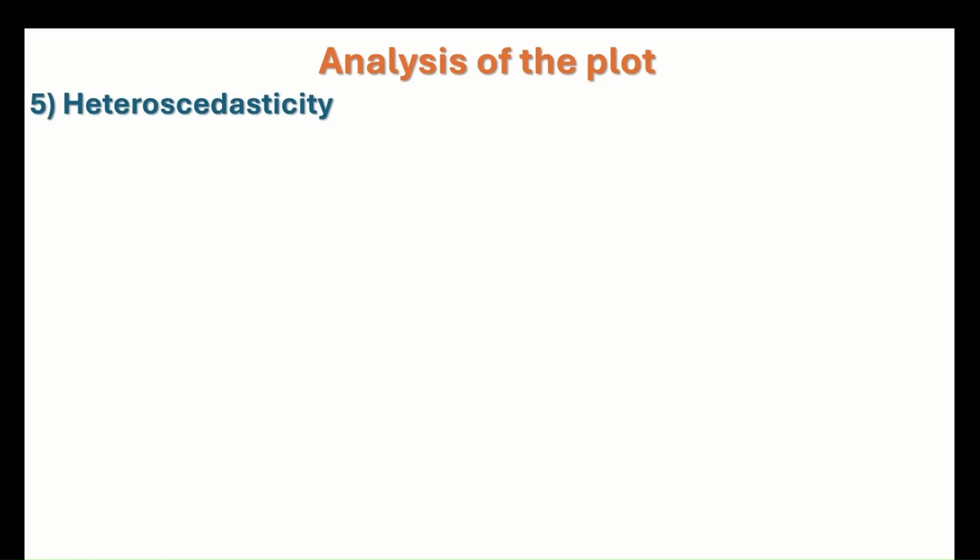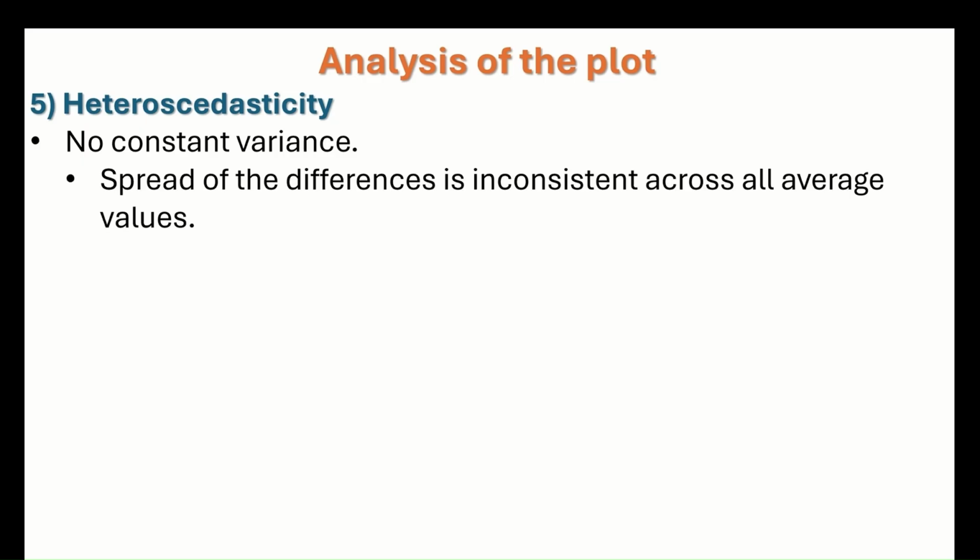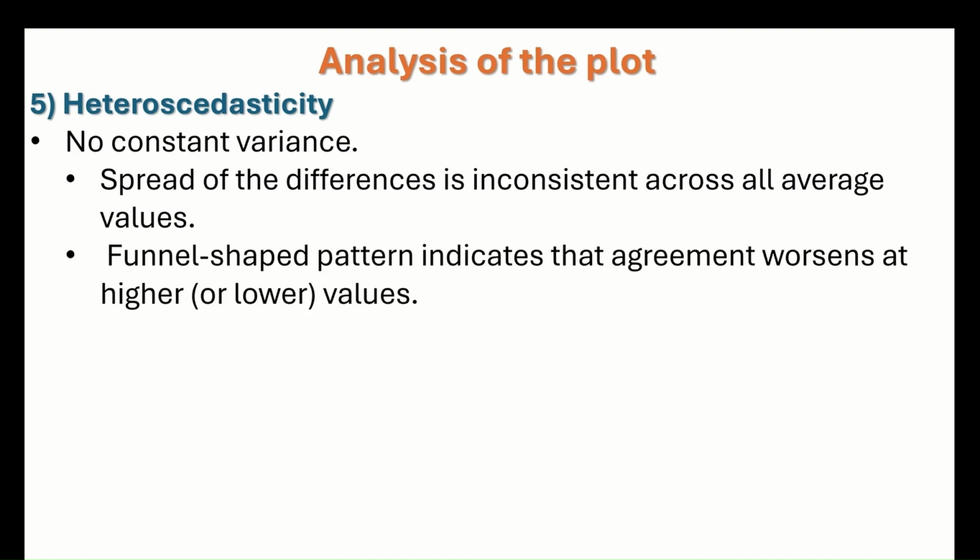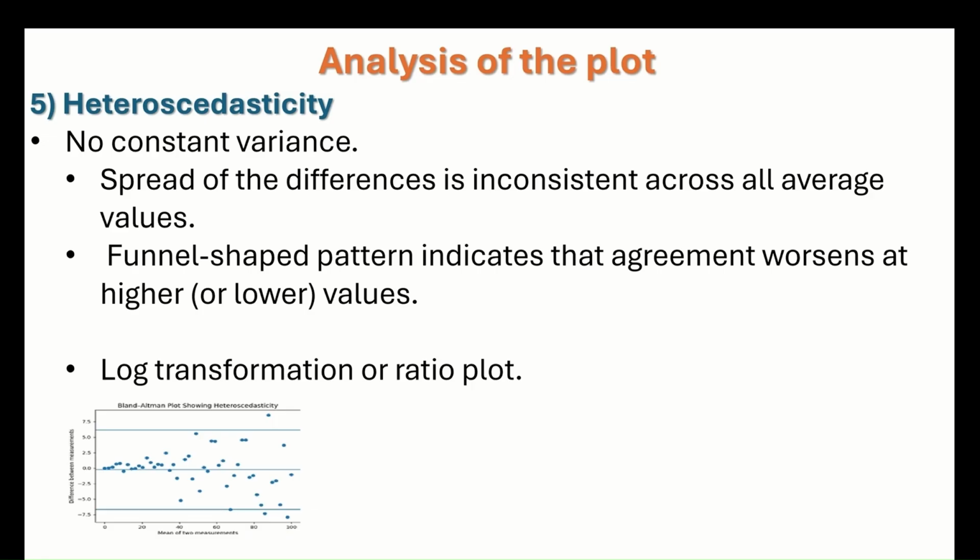Also look for, when examining the plot, whether there is a constant variance. If there is no constant variance, then there is heteroscedasticity. So the spread of the differences is inconsistent across all the average values. Examine the plot to see whether there is a funnel-shaped pattern, which indicates that the agreement is getting worse at higher or lower values. To overcome this issue, use log transformation or a ratio plot.